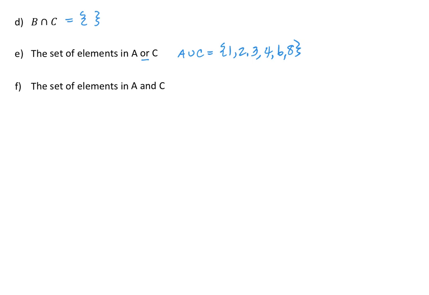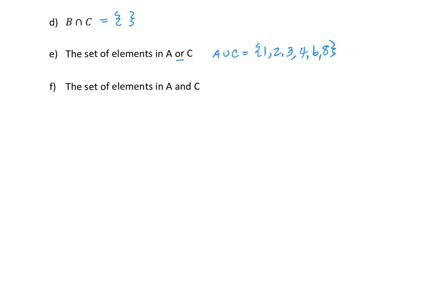The last question would be to list the set of elements in A and C. So these are elements that are in A and also in C, which would be an intersection. So I could write this as the intersection of A and C. What do A and C have in common? Nothing. So that would be the empty set. This is the end of R1, and that's it.